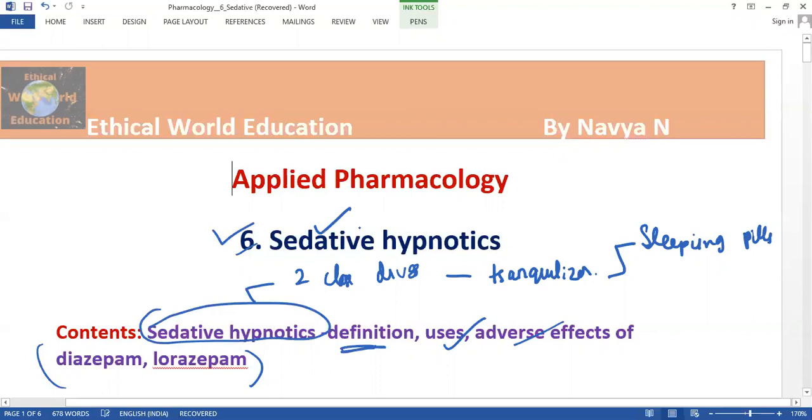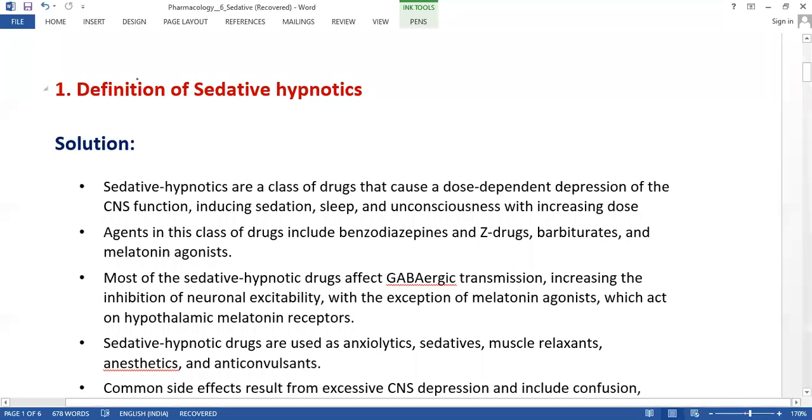This makes the body and the mind unconscious, and it mainly affects the central nervous system, that is the brain and the spinal cord. So let us know more detail about this chapter. Let's start with the first question, the definition of sedative hypnotics.